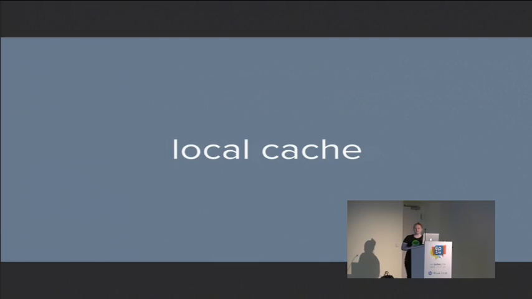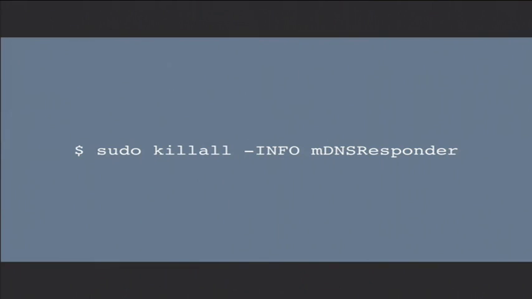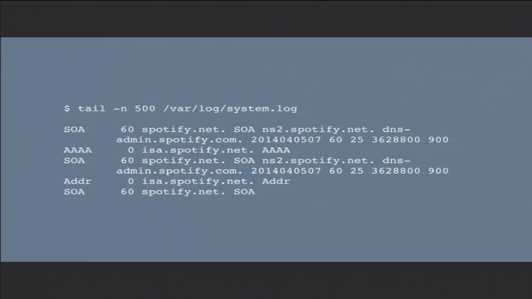Next, when I was playing around with DNS, I wanted to figure out what exactly was cached on my local DNS. For at least OS X, you can see what's cached by literally killing the process, which flushes the cache to the syslog. So if you take a look at my syslog, we can see some familiar records, or at least I know that they're familiar because I was dnsmapping Spotify.net, and I got more than 300 responses.